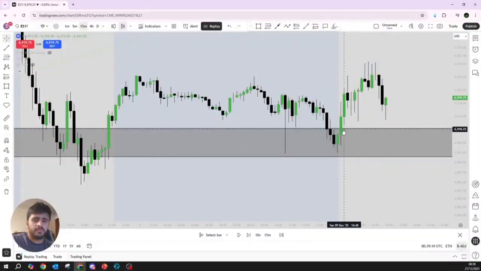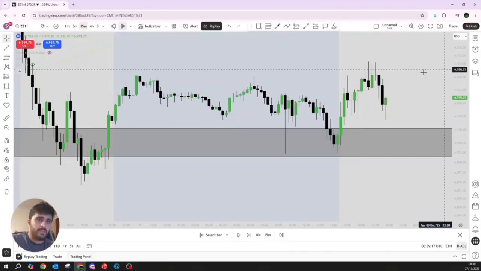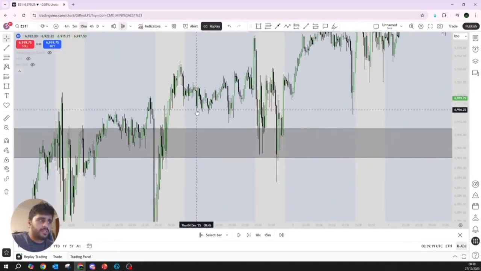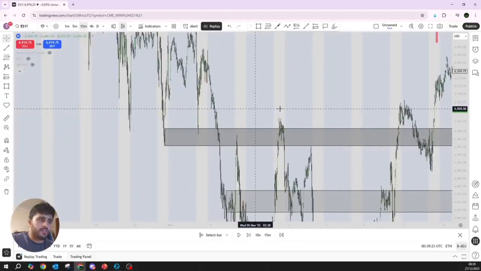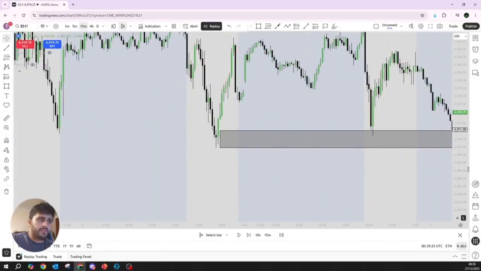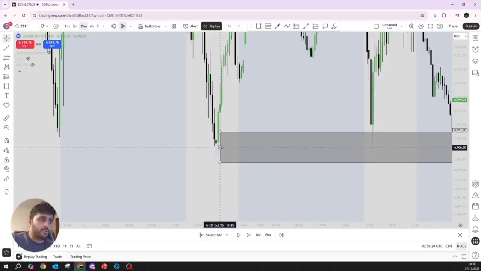I use 15-minute fair value gaps a lot. So people ask me, how do I find my key levels? They always come from a 15-minute zone or a 15-minute fair value gap. Now, in this case, we had a lot of chop here towards the start of December as well, end of November. This was a 15-minute FVG I had all the way throughout November.